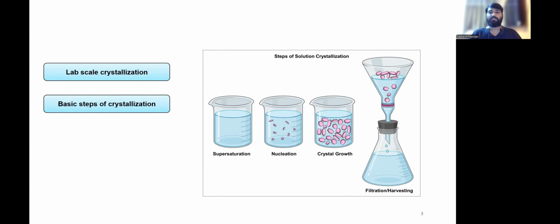After nucleation, crystal growth takes place, and the small particles that form during nucleation undergo crystal growth, and grow up to a specific size or whatever we require for the specific objective. After that, the crystals are filtered and harvested for further analysis.